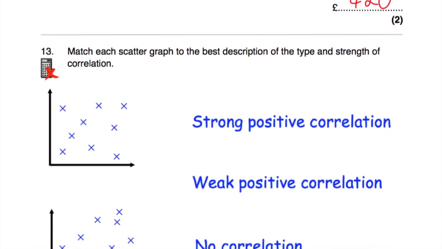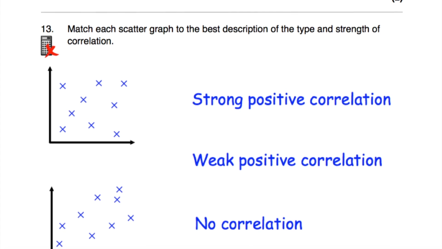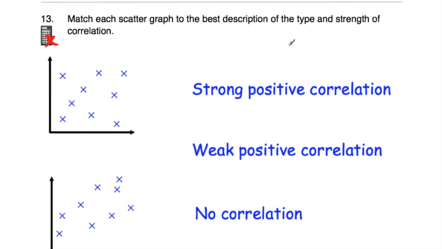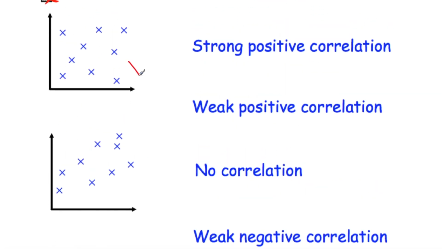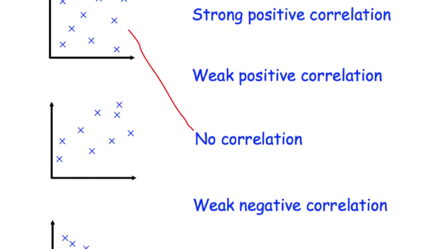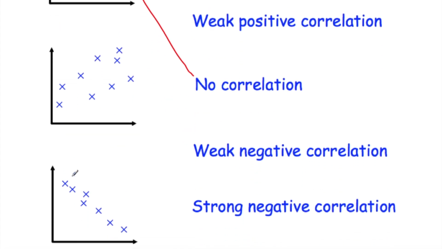Okay, let's have a look at question number 13. So question number 13, we've been asked to match each scatter graph to the best description of type and strength for the correlation. So here we've got some scatter graphs. We've got this one. Well, that's no correlation, so that's going to match up with that one. We've then got these two. This one's got a strong negative correlation and this one's got a weak positive correlation.